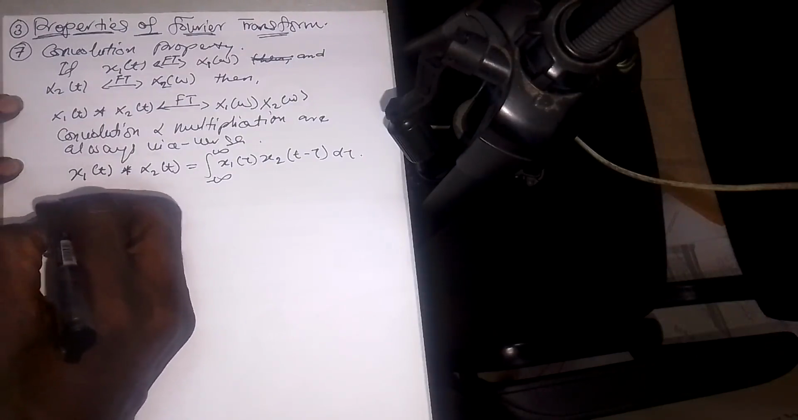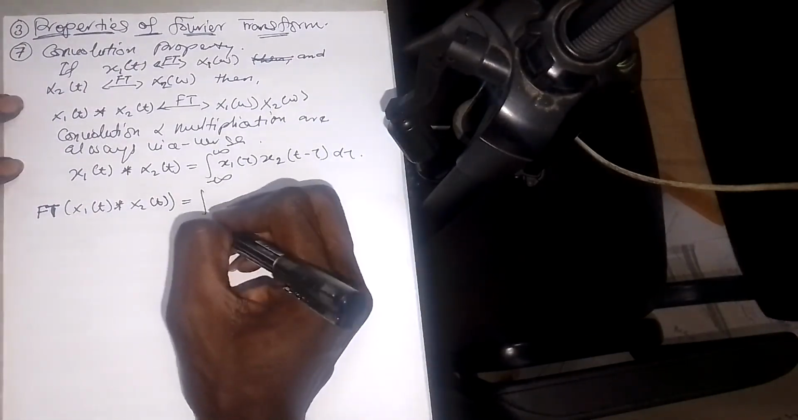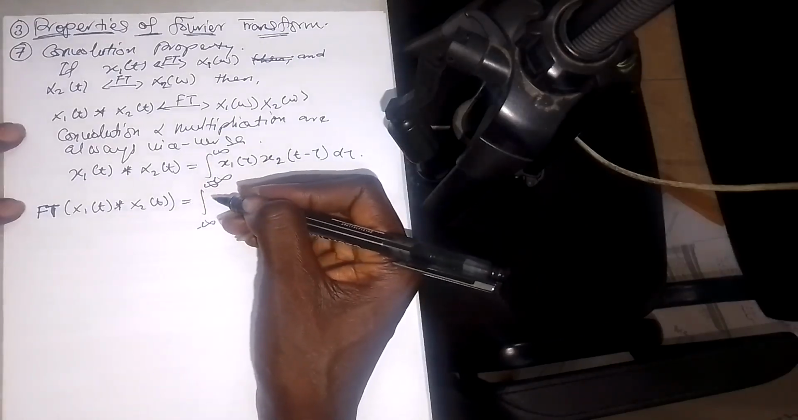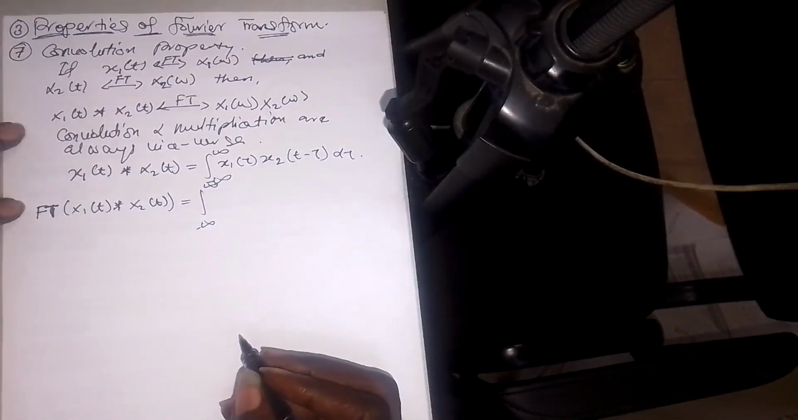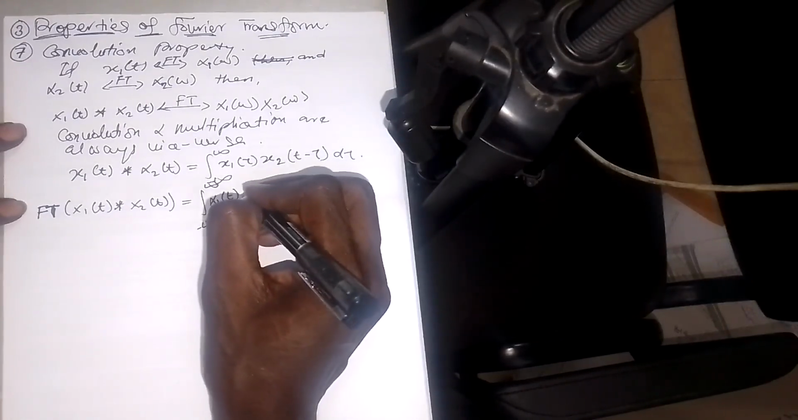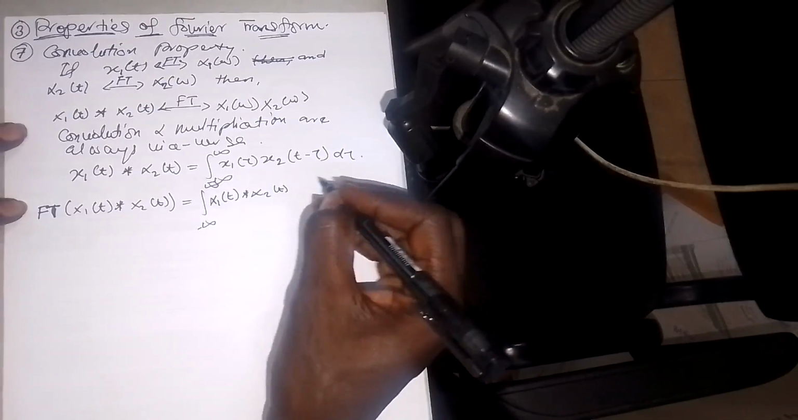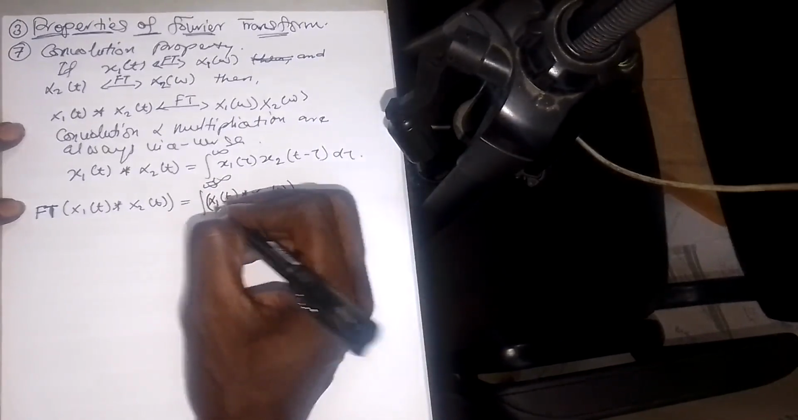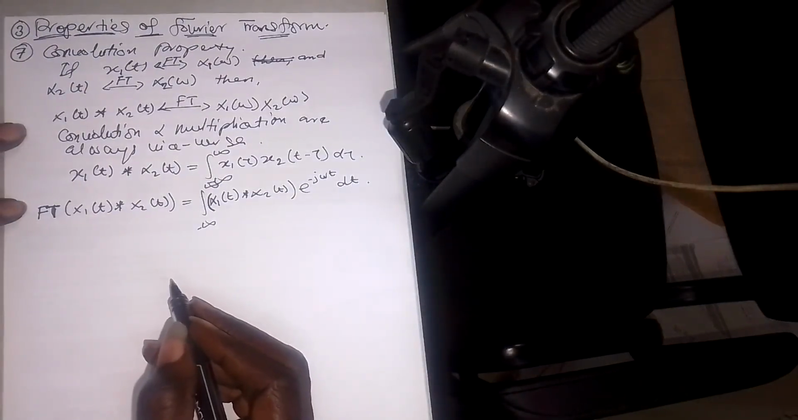Then, in terms of Fourier transform, the Fourier transform of x1 of t convoluted with x2 of t is the integral from minus infinity to infinity of x1 of t convoluted with x2 of t, times e to the minus j omega t, dt. This is in terms of convolution.